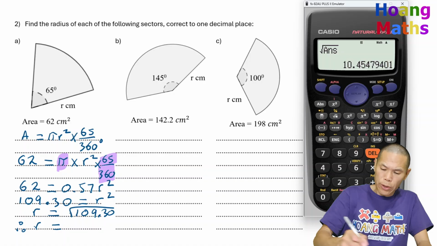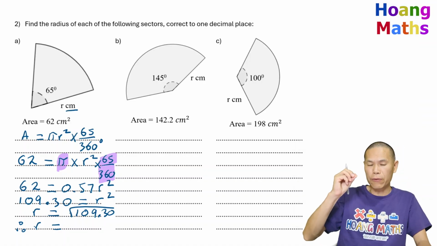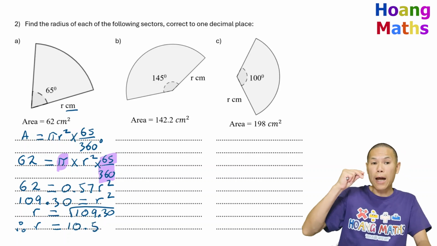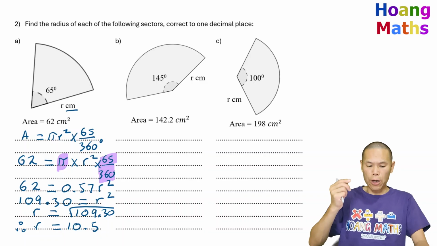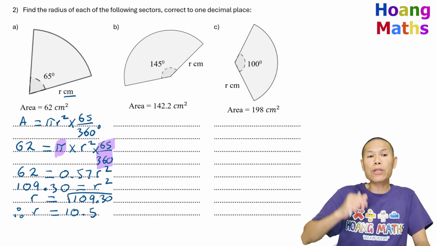And we already have the centimeters here. We just need to find the value of r. So it should be 10.5. That is the value of r. So there you go. Now please pause the video and try this one yourself.